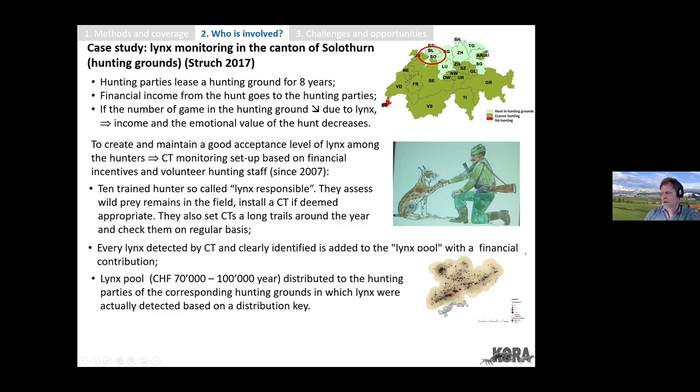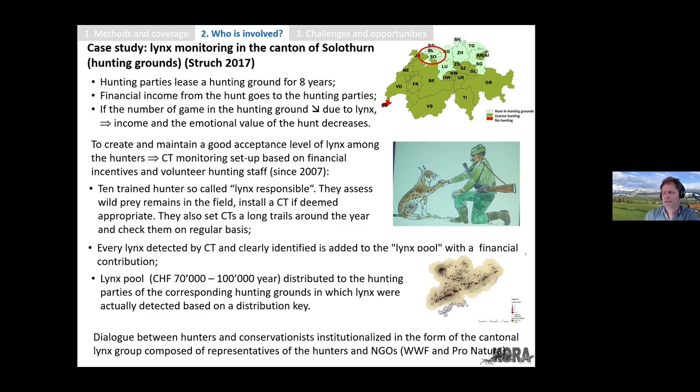You see here a map. It's based on a GIS project. More details can also be found in Struch 2017. And what they also did is that they built a lynx group where you can find representatives from hunters, but also from NGOs like WWF and Pro Natura, to foster the dialogue between hunters and conservationists.